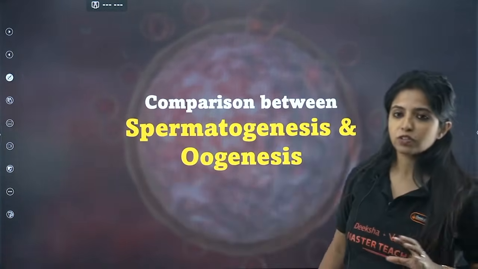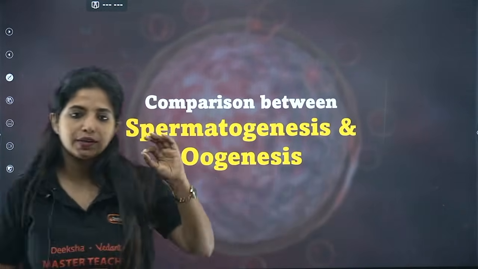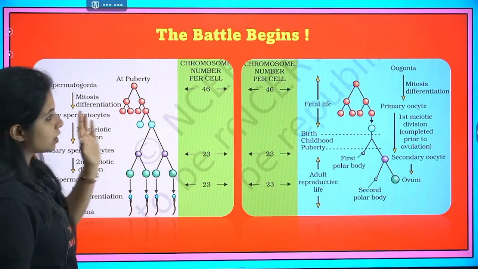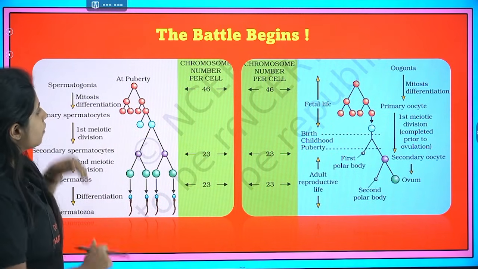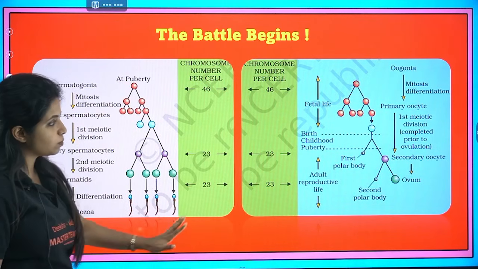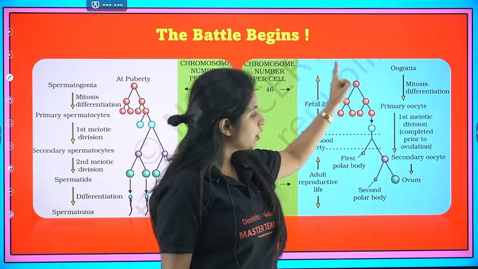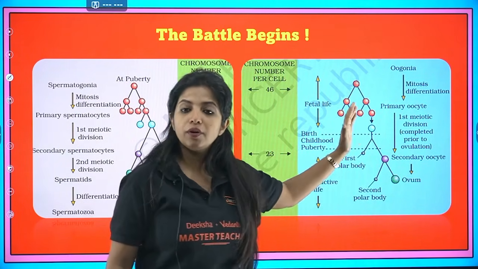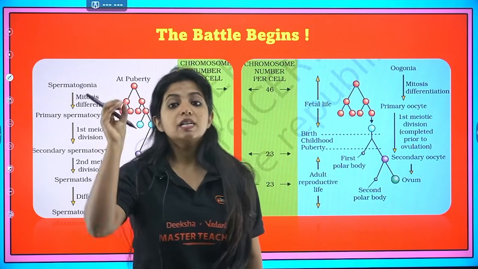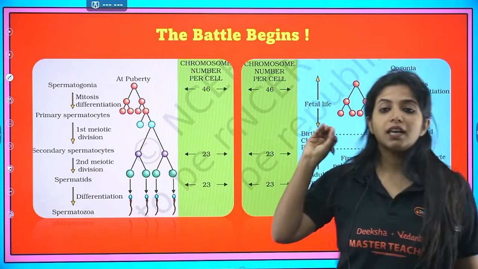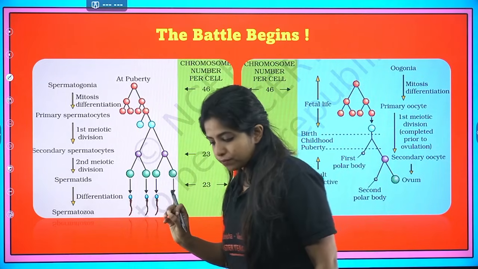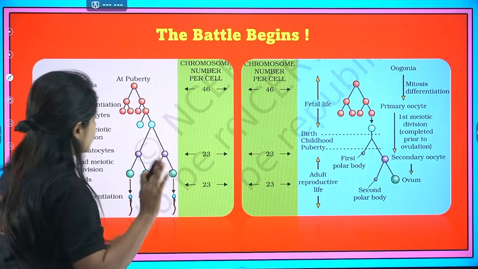And my dear children, at this particular point, we need to have a comparison between spermatogenesis and oogenesis. So what exactly is spermatogenesis and oogenesis, how are they different? I told you in the case of spermatogenesis, from one spermatogonia you get 4 sperms. Here in this particular case, from one oogonia you only get 1 ovum. Spermatogenesis starts at puberty. Oogenesis starts at embryonic stage itself. Got it? Got it.